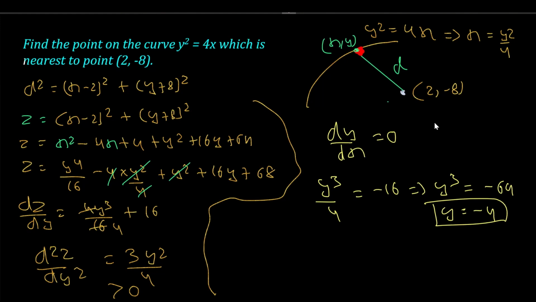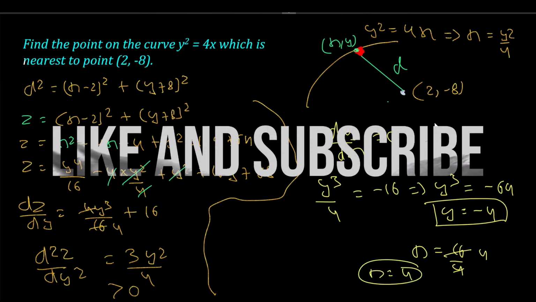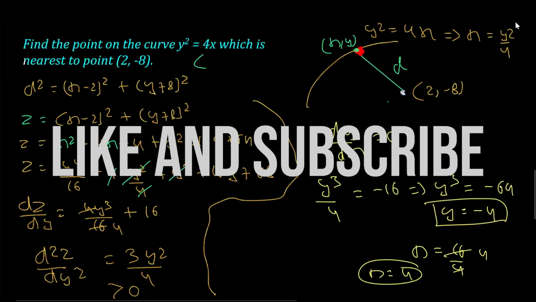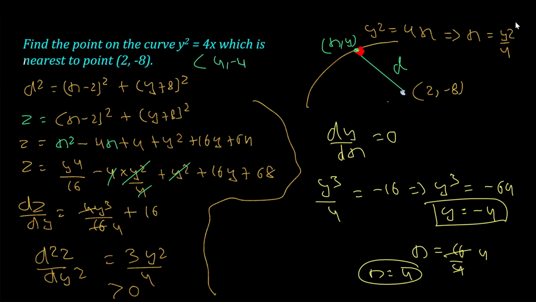So what we can see, x can be from here, right? We got y as minus 4, so x can be what? This is 4 square is 16, 16 over 4, right? Y is minus 4, so this is going to be minus 4 square, that is 16 over 4, that is 4. So x comes out to be 4. Now, right, so we got the required point, and the required point is x = 4 and y = minus 4, right, which is nearest to this.